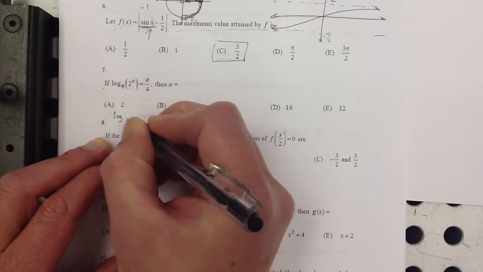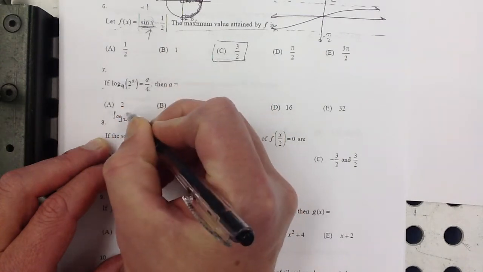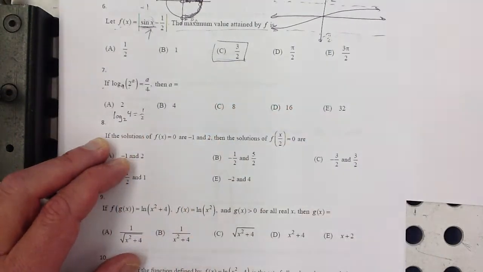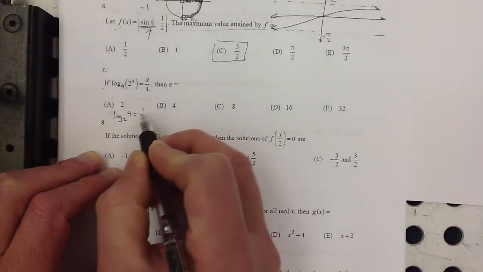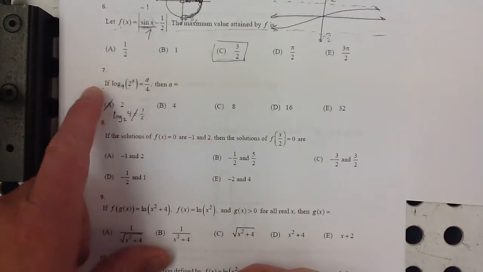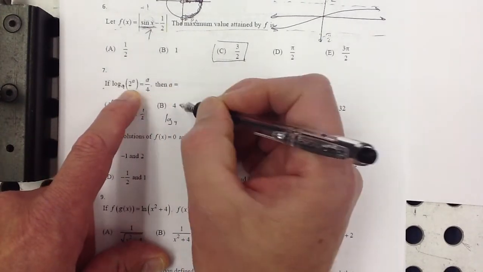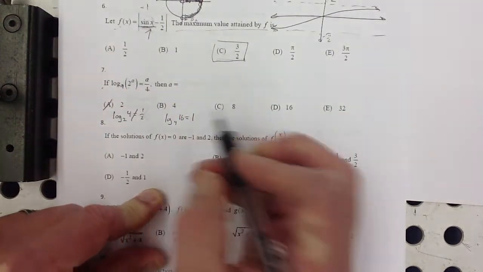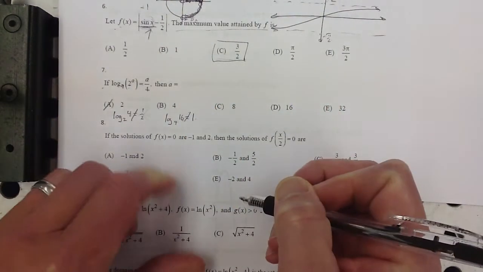So I'm going to try 2. That would be log base 2 of 2 to the 2, which is 4, is equal to 2 over 4, which is 1/2. So let's see if that's true. If this was true, that would mean this to this power equals this, and that's not true. That would have to be a 2 over there for that to be true, so that's no good. Let's try 4. That would be log base 4 of 2 to the 4th, which is 16, is equal to 4 over 4, which is 1. That's not true. 4 to the 1st power is 4, not 16, so that's not true.